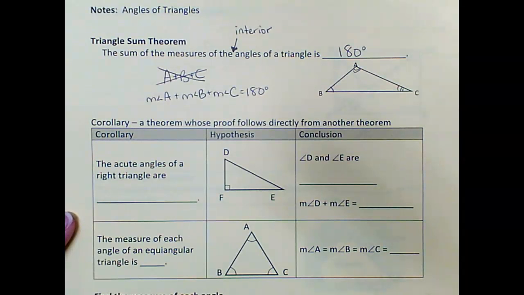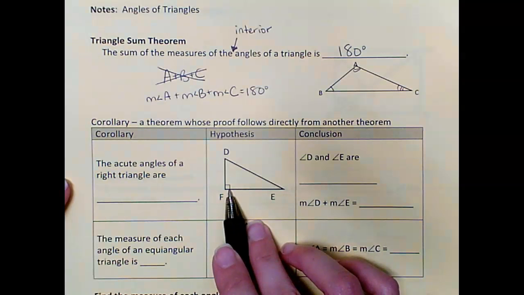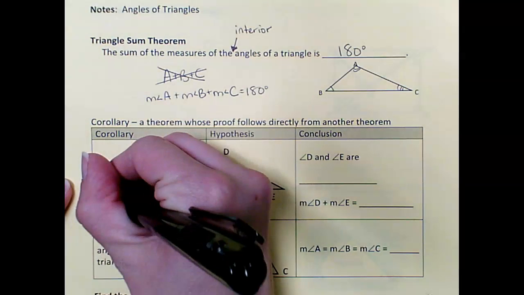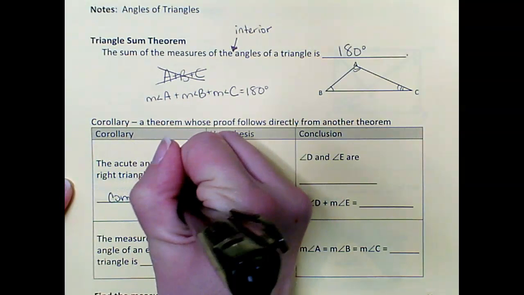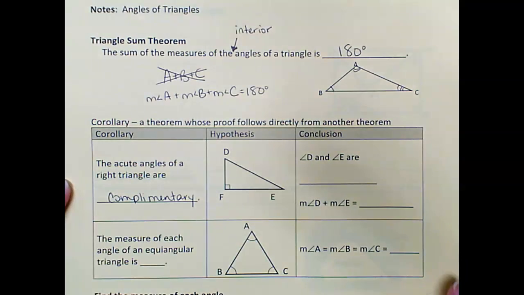So there are some corollaries. A corollary is a theorem whose proof follows directly from another theorem. So it's kind of like a secondary theorem. The first corollary we have is that the acute angles, so the angles that measure less than 90 degrees, of a right triangle are complementary. Not complementary as in you get a free drink, complementary as in the sum is 90 degrees.